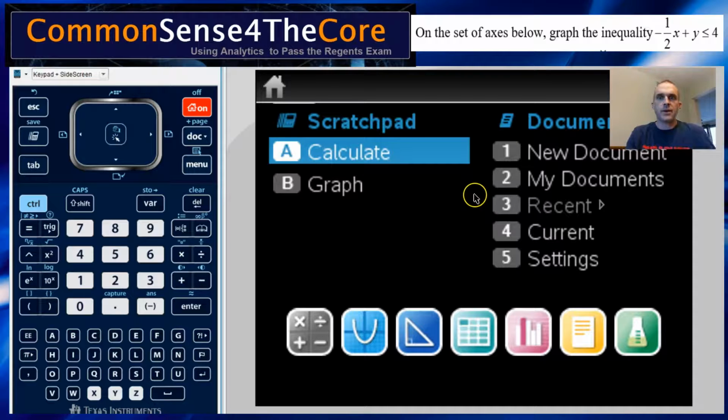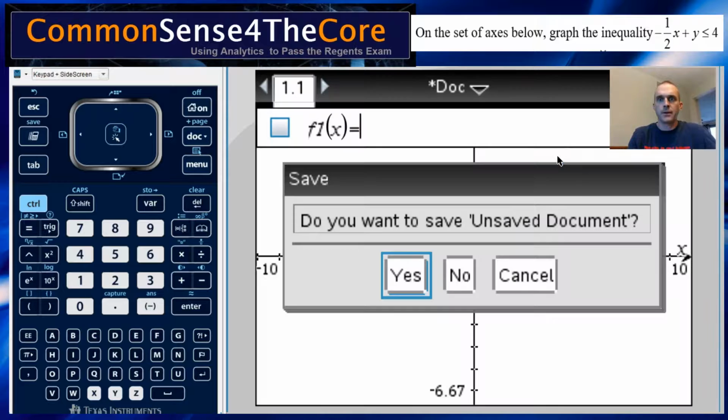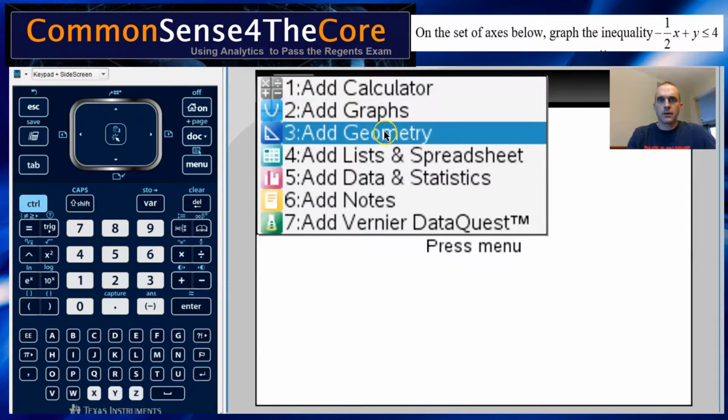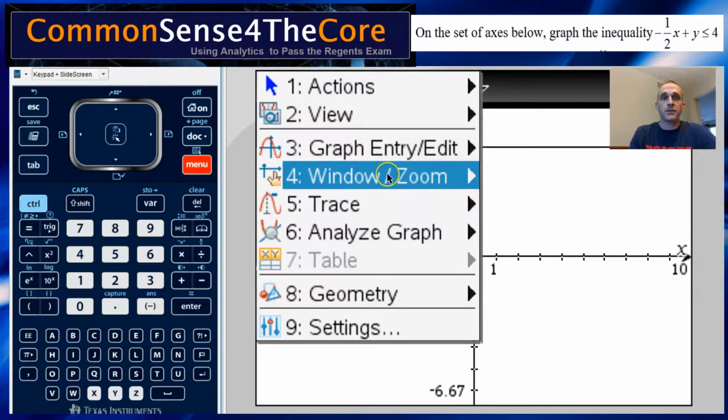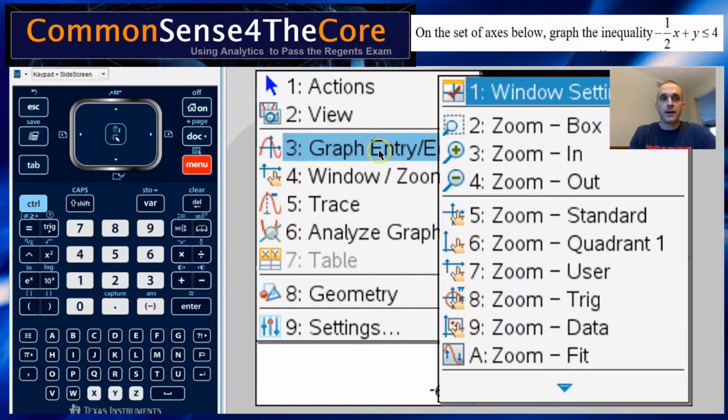In this question, we're asked to graph -1/2 x plus y less than or equal to 4. I'm going to take advantage of the Inspire's capability to not have to get y by itself. This is an update they provided in May, which I would highly recommend you getting if you haven't updated yet.